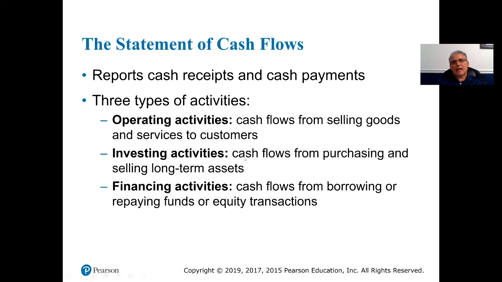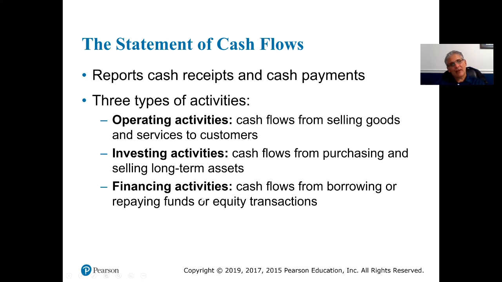Investing activities are cash flows from purchasing and selling long-term assets. At this point in time, it's probably more important that you just memorize some of this, especially for your quiz, and maybe even the first exam. But over time, when we start going into these financial statements in more detail, that's when all of this can make a little bit more sense. So investing, purchasing, and selling long-term assets.